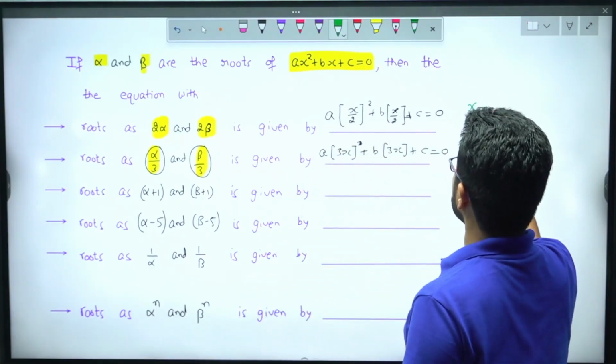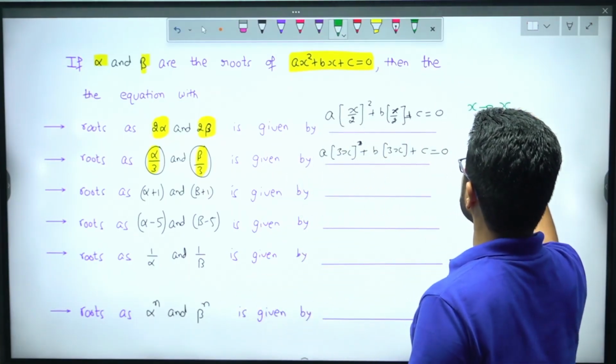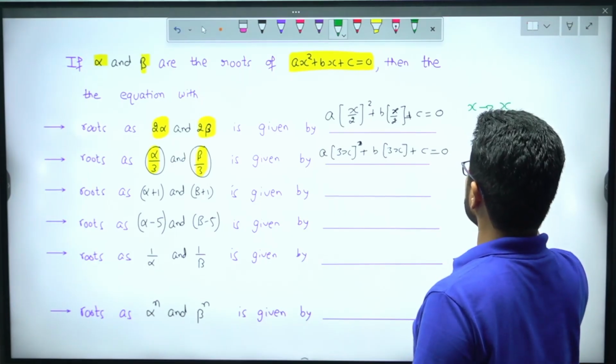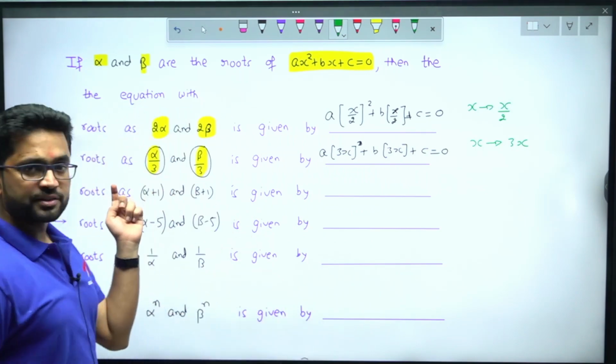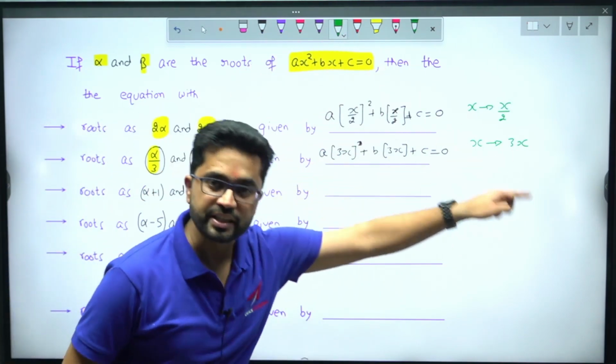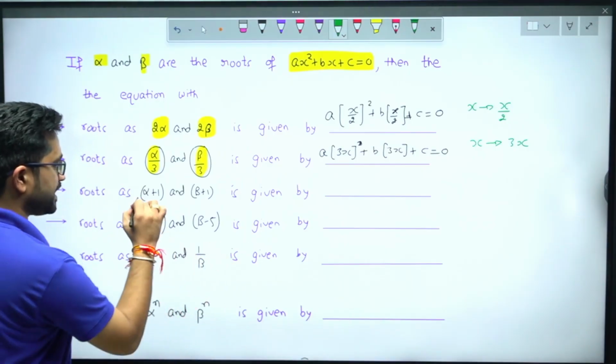X is replaced with x by 2 in the first case. X is replaced with 3x in the next case. Roots are being divided by 3, so just change x with 3x. Let's go for the next one.